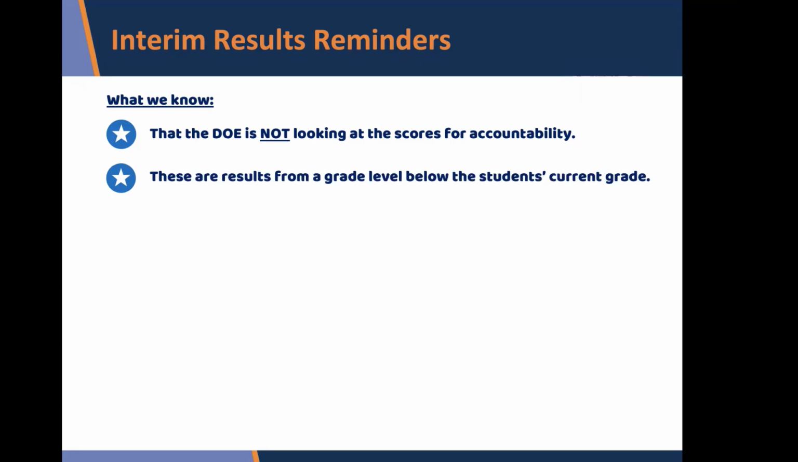So these results are from a grade level below the student's current grade level. When the requirement was put out, the state tried to make it clear that if you're in 6th grade, you're taking the 5th grade interim. If you're in 4th grade, you're taking the 3rd grade, which is why they required it for grades 4 through 8 rather than 3 through 8, because it is a grade level prior. So you just have to keep that in mind when you're looking at the results.